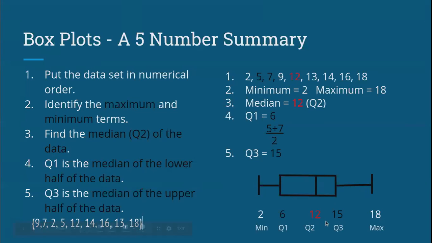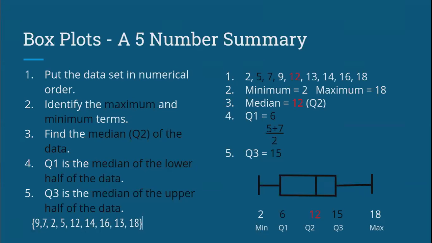Okay, so again, the structure: minimum value, the middle of the lower end, the middle of the data itself, the middle of the upper end, and the highest term of the data set. And there you have the 5-number summary. And again, you can have some conversations about how this data is presented this way.